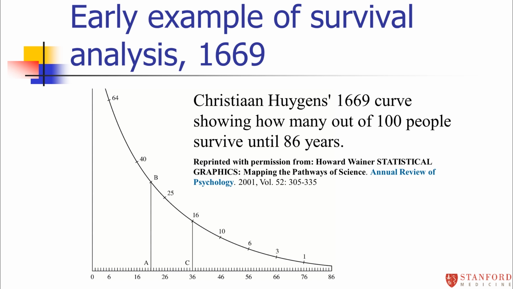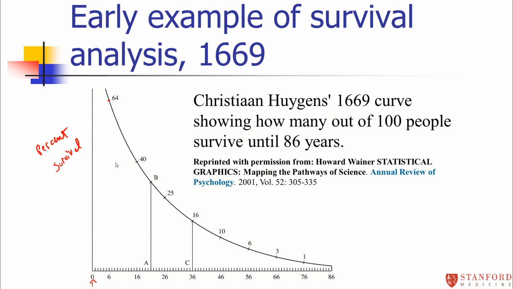Here's an early example of a survival analysis going back to 1669. This was a curve that someone drew showing how many out of 100 people survive until 86 years of age. The way to read this curve is we're starting at an age of 0. This is 100 people born in 1669. Notice that survival is on the y-axis. This is the percent of people surviving out of 100. So it starts at 100%, everybody's born, and then there's a rapid drop-off of survival.